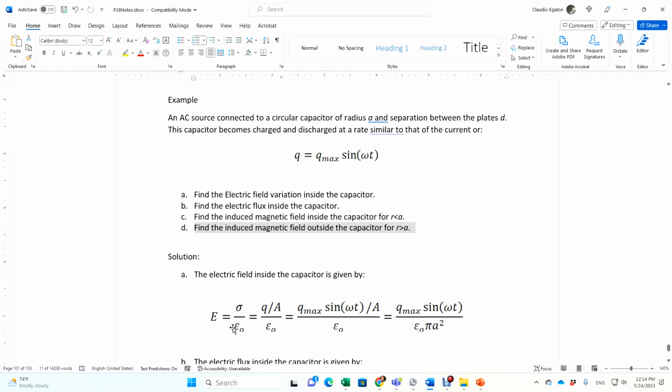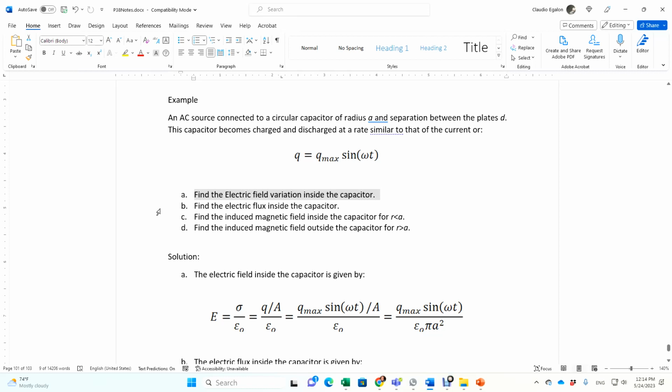The electric field inside the capacitor, we already know that it is sigma divided by epsilon naught, right? And sigma, which is the charge density, is the net charge divided by the area. The net charge is given by this relation here. And if the capacitor has a circular geometry, its area is going to be pi a squared. So E is Q max sine of omega t divided by epsilon naught pi a squared. That's the electric field. That's the item A that I asked, right?